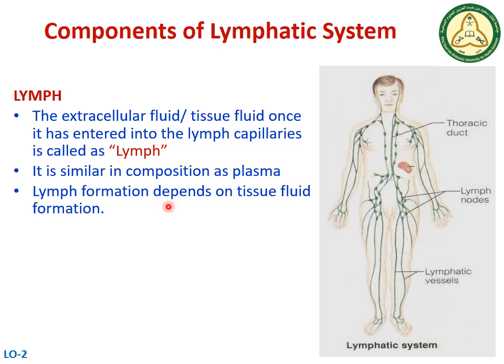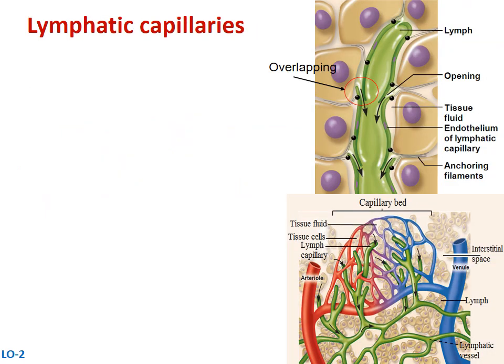Similarly, lymph formation depends on tissue fluid formation. So the composition of the lymph will depend on the status of the tissue. If the tissue is infected, it may contain bacteria, viruses or anything. If it is necrosed, meaning dead, it may contain some dead cells, dead particles of the cell portion. And then we come to the capillaries.